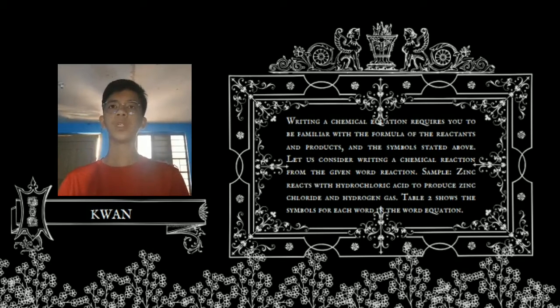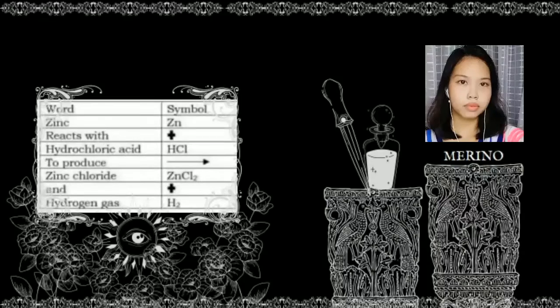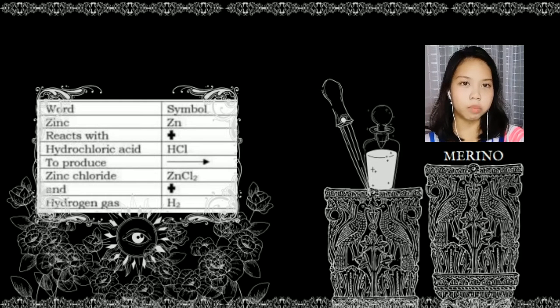Writing a chemical equation requires you to be familiar with the formulas of the reactants and the products and the symbols stated above. Let us consider writing a chemical equation from the given word equation. Sample: zinc reacts with hydrochloric acid to produce zinc chloride and hydrogen gas. Table 2 shows the symbol for each word in the word equation. Notice that the elements in the reactants and the elements in the products are the same.